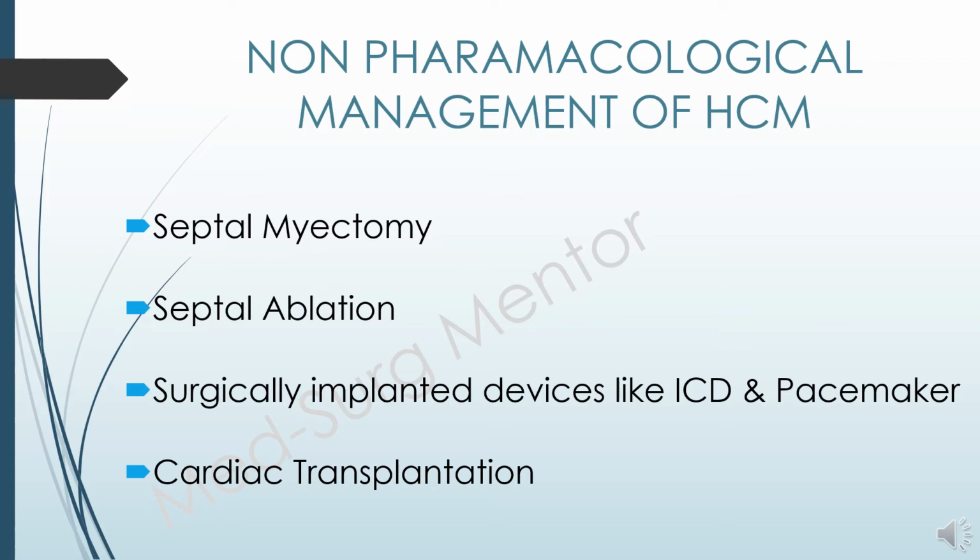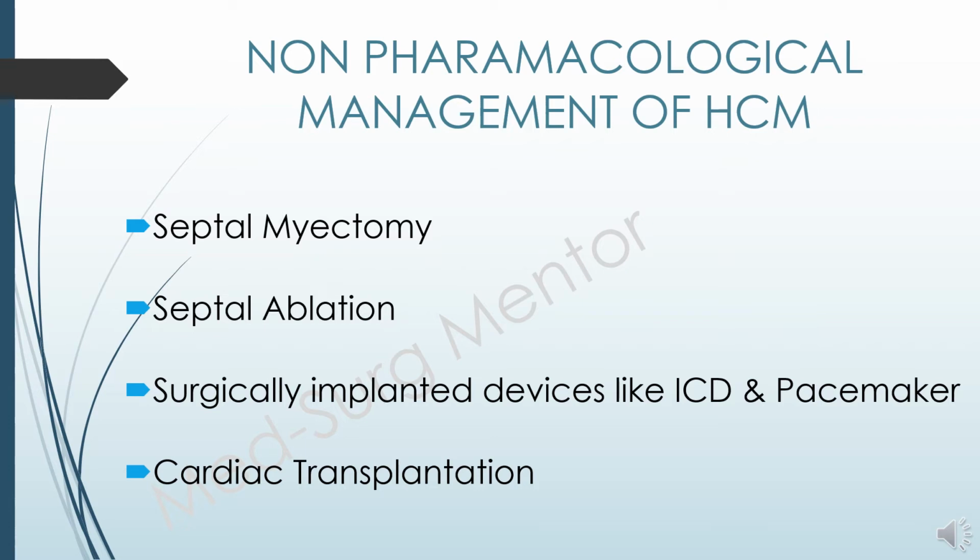Let's see each one in detail. First one is septal myectomy. It's an open heart surgery. In this procedure, a part of the thickened septum that's bulging into the left ventricle is removed. This improves blood flow all over the body.